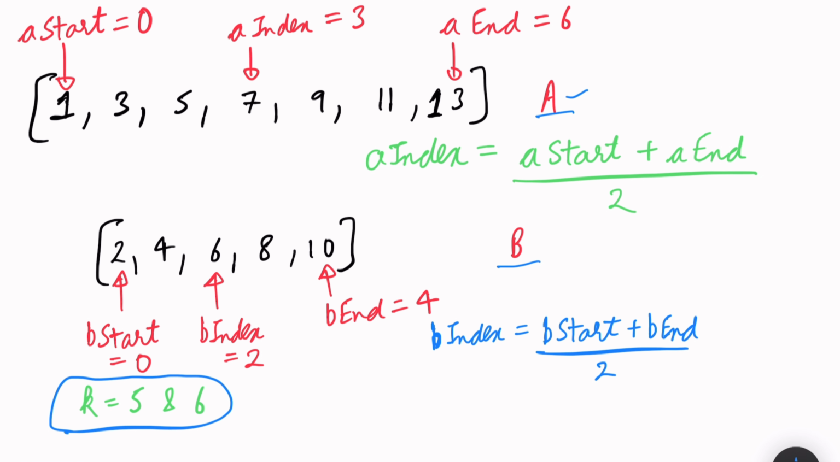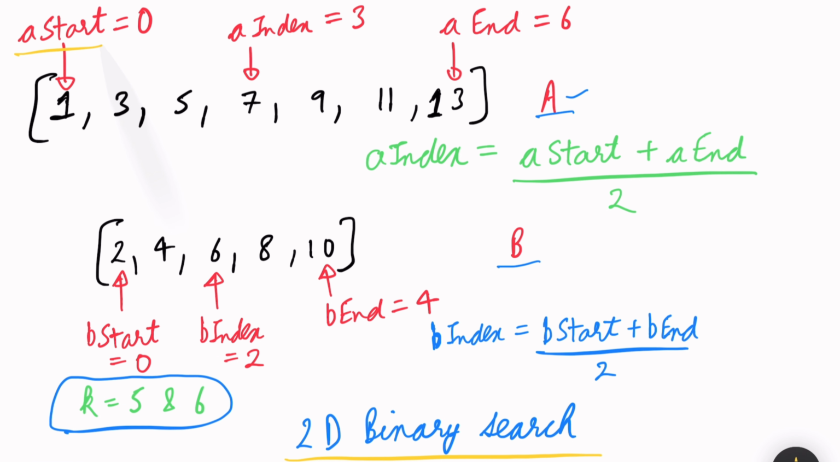Now we are going to use binary search in order to find the value at index k in the merged sorted array. We are going to use 2D binary search, which means we use binary search on both arrays A and B. In array A, I created two pointers, A start and A end, with indexes 0 and 6. Then I find the middle of this array, let's call it A index, calculated as (A start + A end) / 2. Similarly for array B, we have B start, B end and B index.